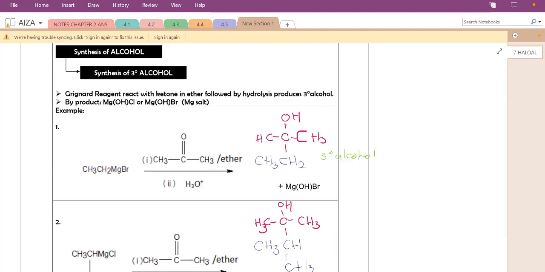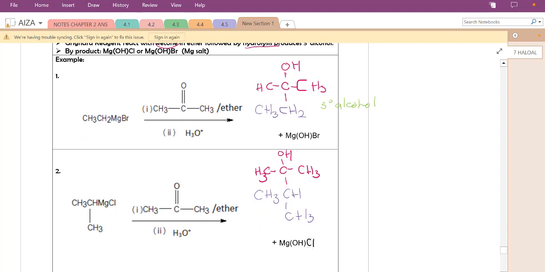Same concept. Synthesis of tertiary alcohol using Grignard reagent. So Grignard reagent reacts with ketone in ether followed by hydrolysis to produce tertiary alcohol. Okay, so sama sebenarnya macam tadi, cuma primary alcohol react with methanal, secondary alcohol aldehyde except methanal. So for tertiary alcohol with any ketone, propanon, 2-butanon, 2-pentanon, 3-pentanon and so on.